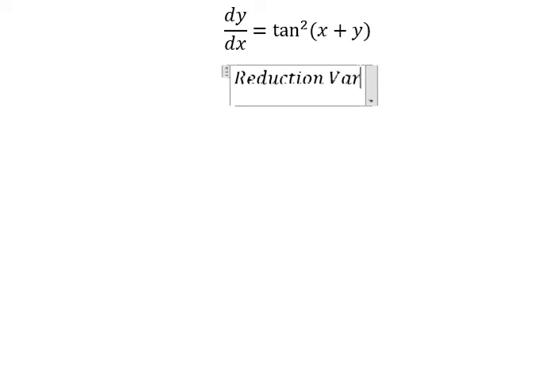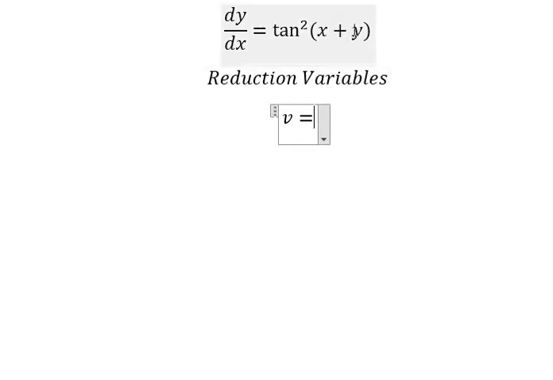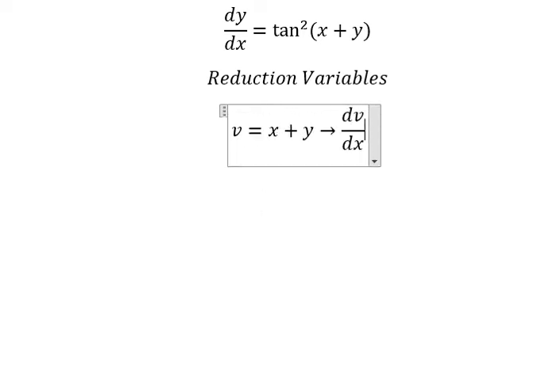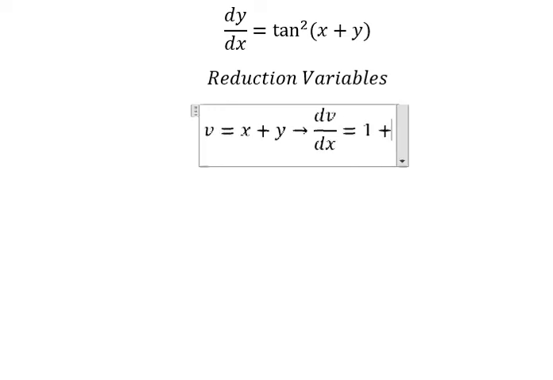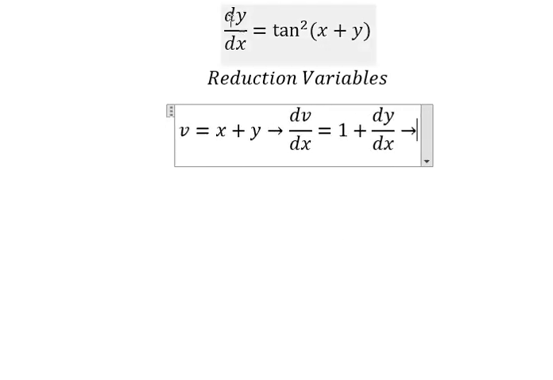reduction of variable. So I will put v equals x plus y. If I take the first derivative of both sides, we have dv over dx. The first derivative of x, you get 1. The first derivative of y, you get dy over dx. Because we don't have a positive number 1, we put the number 1 to the left.